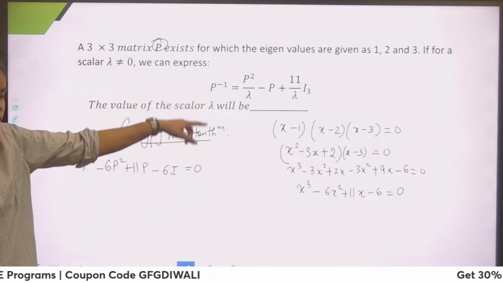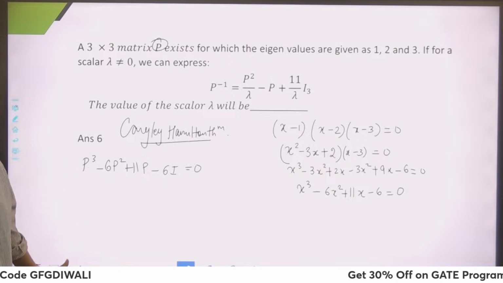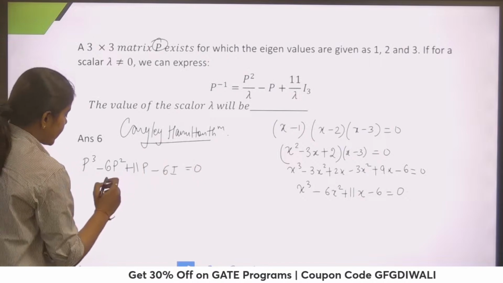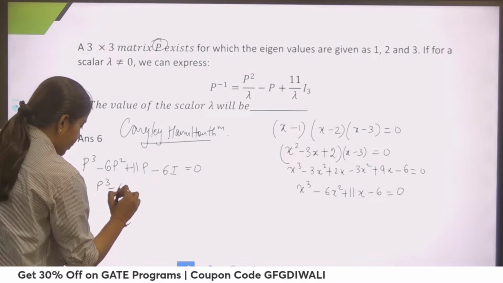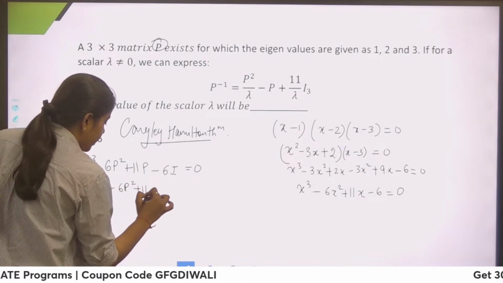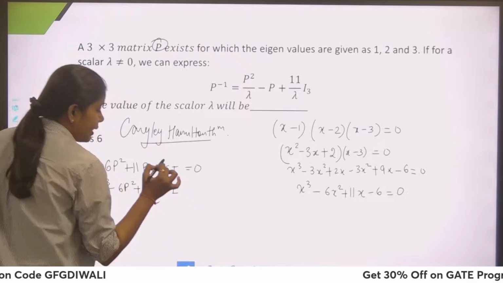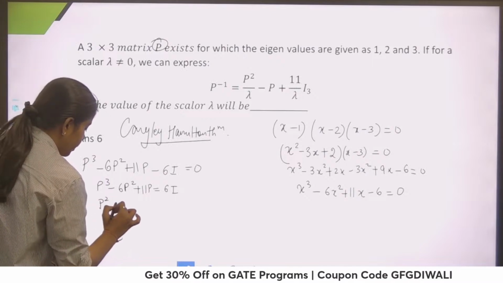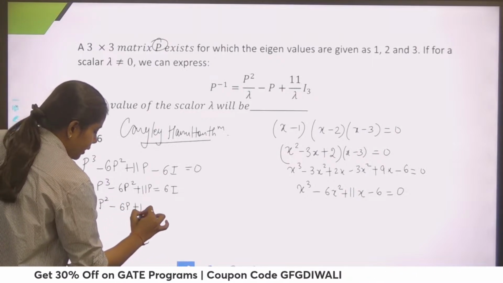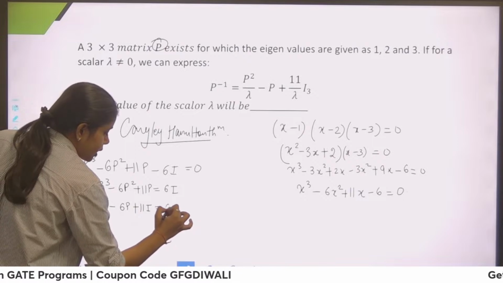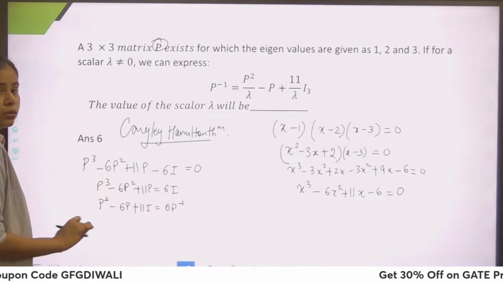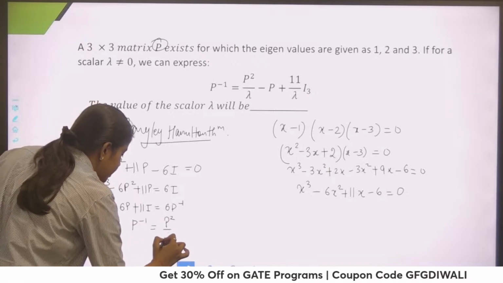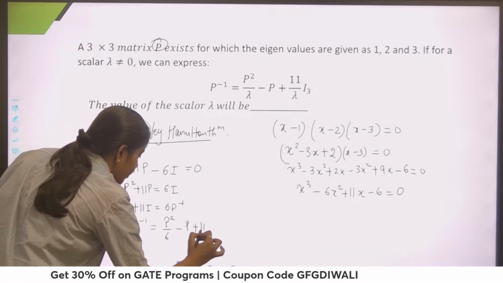Now let's convert it into this kind of form. I'll have P inverse here and take all other things to the right hand side. So let's take the 6I to the right hand side and keep everything else here: P cube minus 6P square plus 11P equals 6I. And let's multiply this whole equation by P inverse. So if I multiply by P inverse, we'll get P square minus 6P plus 11I equals 6P inverse, right? And I'll take this 6 to the denominator, so I'm left with P inverse equals P square by 6 minus P plus 11 by 6 I.